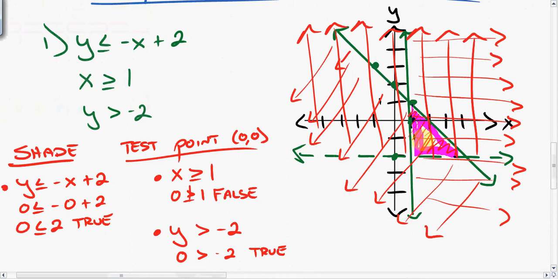Oftentimes when we have three equations, or inequalities, when shading, you do see an overlap here. It's not 100% of the time, but if you see a triangle formed, it's quite possible that the overlaps will be within that triangle, but not 100% of the time. So, there's your answer. It's right in here.